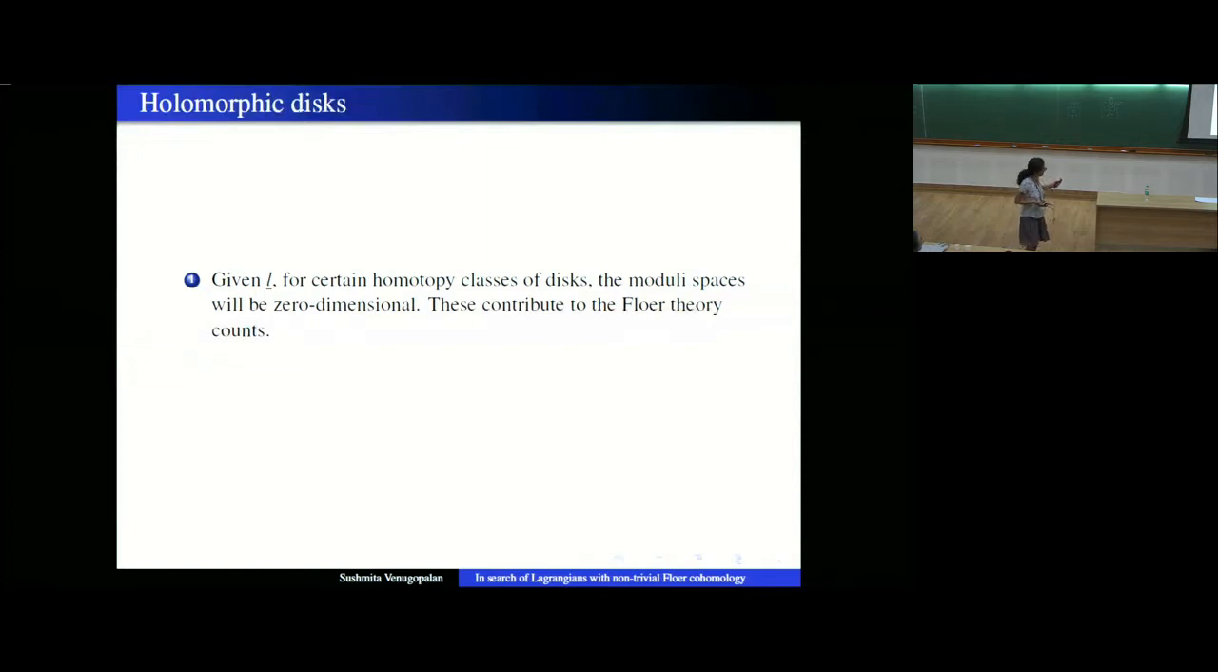So when you require, for certain homotopy classes of disks, the moduli spaces will be zero-dimensional. For any L you pick, you get contributions from a certain bunch of homotopy classes. These contribute to the Floer theory counts.